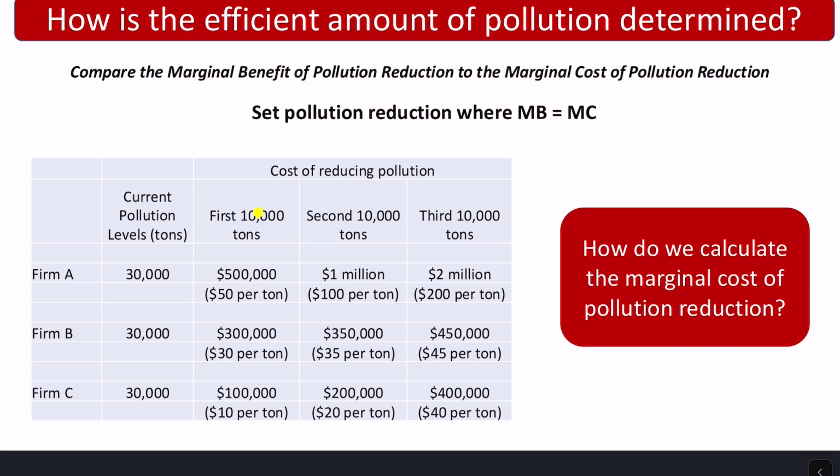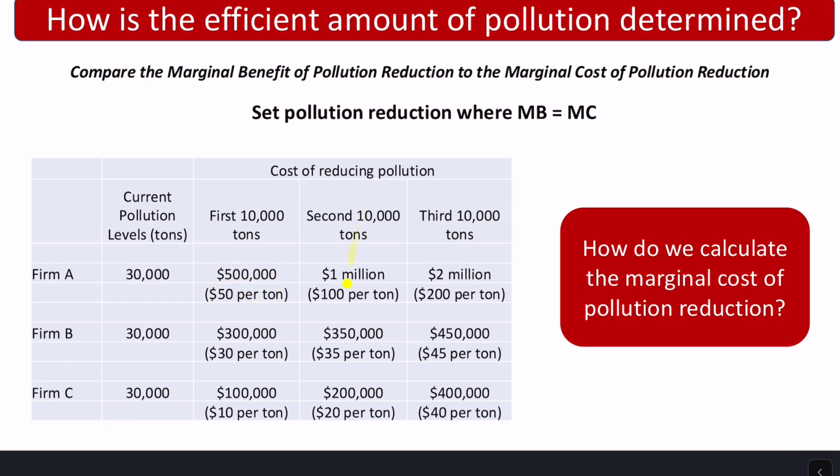The first column tells you how much it costs for that first 10,000 tons of pollution reduction for firm A, firm B, and firm C. For firm C, it only costs them $10 per ton to reduce that first 10,000. For firm B to reduce by that first 10,000, it costs them $30 per ton. And for firm A, it costs $50 per ton. So we have low price, medium price, high price to do some pollution reduction.